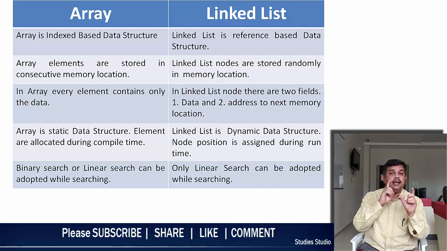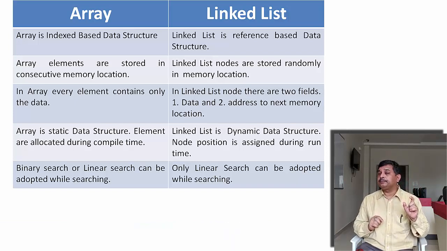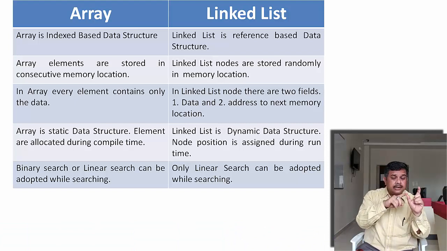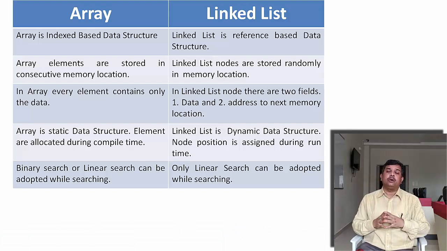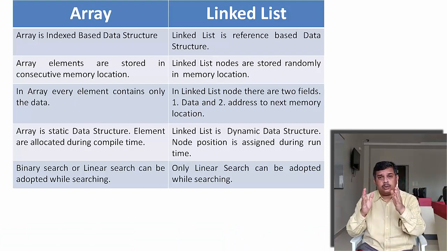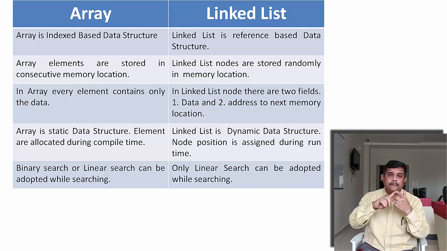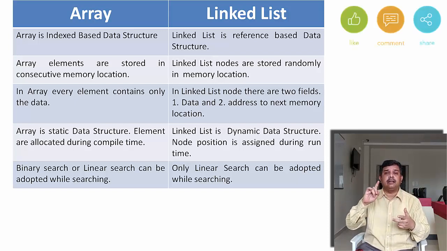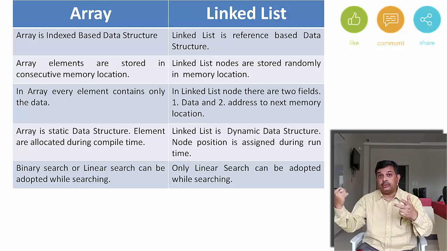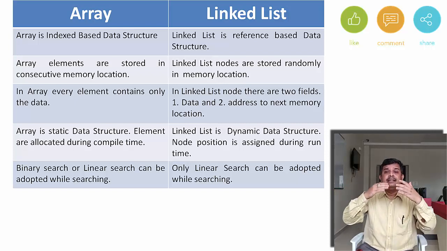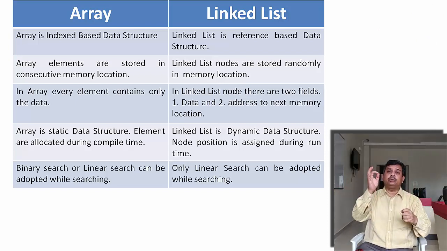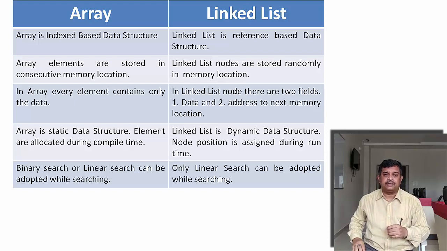As I told you, it has two parts. One contains data and the other contains the address. Unless I read the address, I cannot go to my second node. Similarly, the second node again contains two parts. One part contains data and the second part contains the address of the third node. So that's how searching is only possible through linear search in linked list.